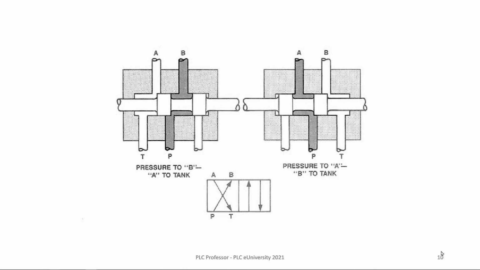Now that symbol down there has two squares. Okay, and the one to the left shows A B on top and P T on the bottom. And how you read this symbology is in one position that P pressure goes to B, a port on the cylinder, and A on the cylinder goes to T, tank or exhaust. If you shift the spool, then the square on the right-hand side shifts over, and now P goes to A and B goes to T. And that's what you see up above.